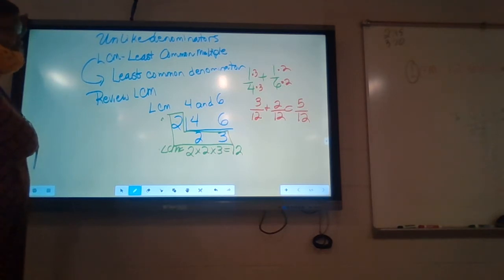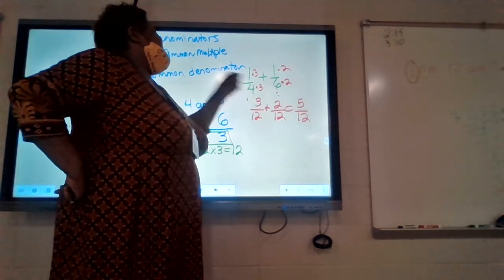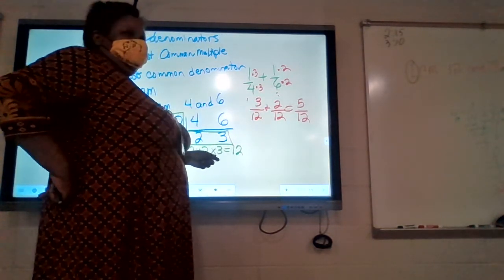Why do I multiply what by what? Because the denominators have to be the same. That one's 4 and that one's 6. So I have to make both of them my LCM.